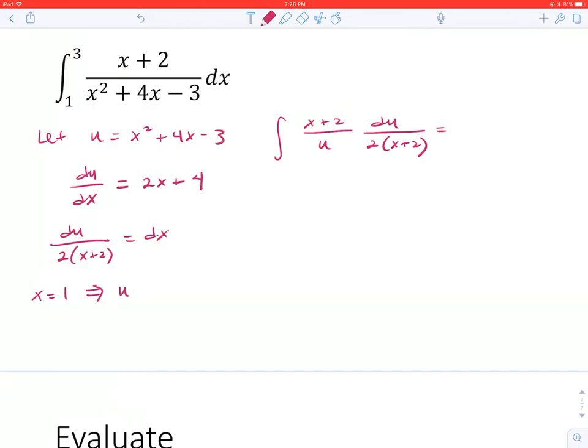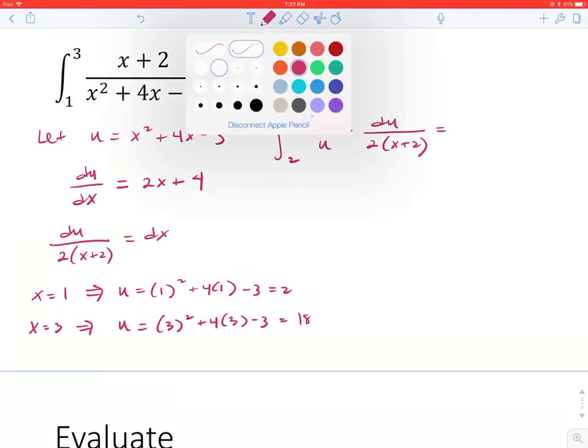So to find my new lower limit, originally our lower limit in the original integral is 1. I'm going to substitute 1 into what I let u equal. And when I do that, I end up with 2. So the new lower limit will be 2. And the new upper limit, I'm substituting 3 into what I let u equal, will end up being 18.